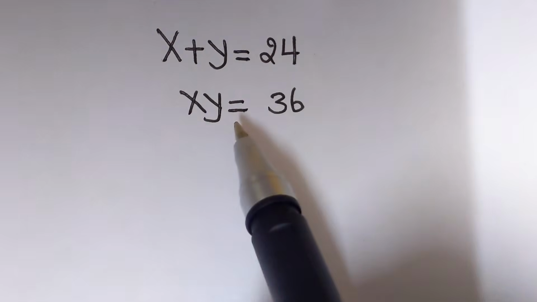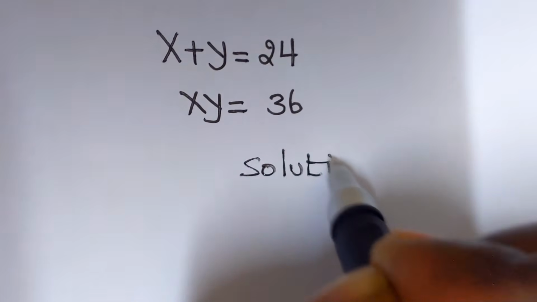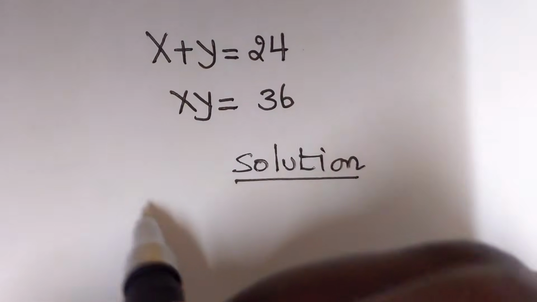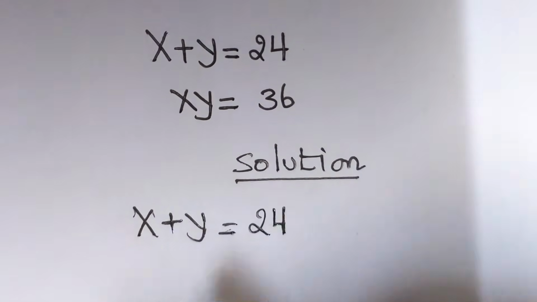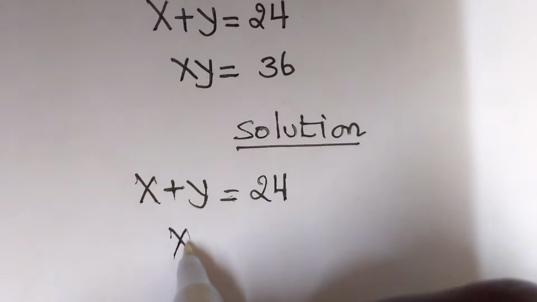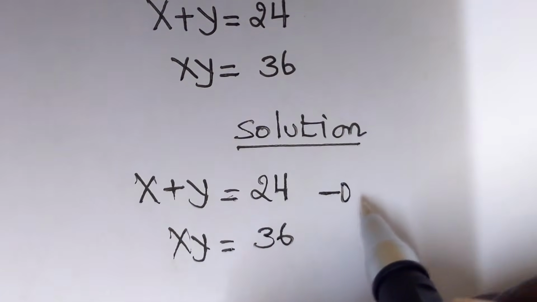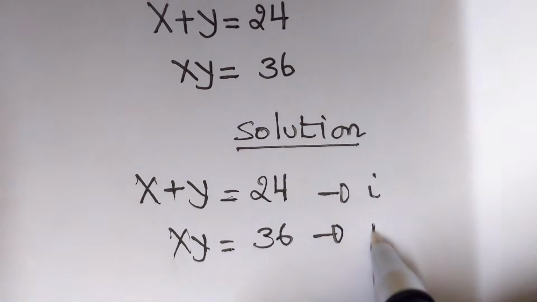Given the question x plus y equals 24 and xy equals 36. Solution. First, copy what we have: x plus y equals 24 and xy equals 36. This can be named equation 1 and this one equation 2.